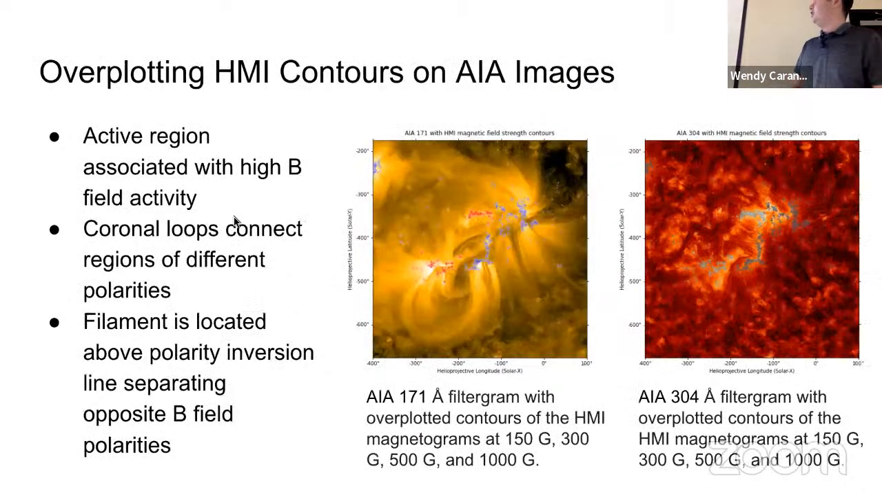And then here we have HMI contours. This is the magnetogram data overplotted on top of the AIA images. Here it's only taking the stronger magnetic field parts, ranging from 150 to 1,000 Gauss. You can see that the coronal loops begin at one region of a certain polarity, and then they go to a region of opposite polarity on both sides. And then in the 304 image, sorry, it's kind of hard to see, but the black and white is overplotted. You can see the filament is located right in between two regions of opposite polarity, and we call this the polarity inversion line. Filaments are typically located right above the polarity inversion line.